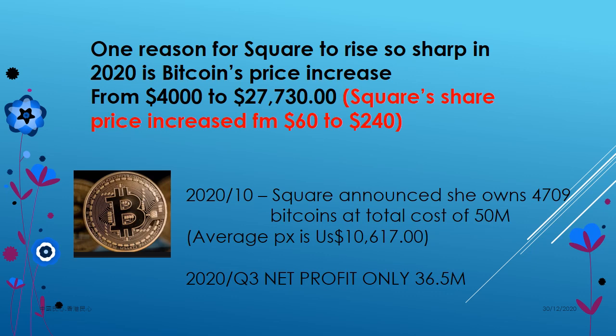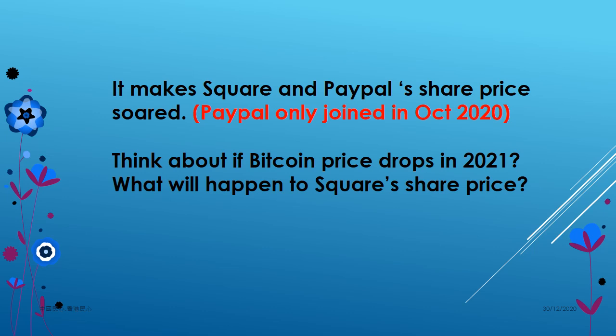But what happened now? You know, PayPal has also announced that it can trade Bitcoin. It accepts to trade Bitcoin. And PayPal joined Bitcoin in October 2020. And PayPal's PE is only 82, much lower, right? So think about if Bitcoin price drops in 2021, what will happen to Square's share price? It will drop sharply.